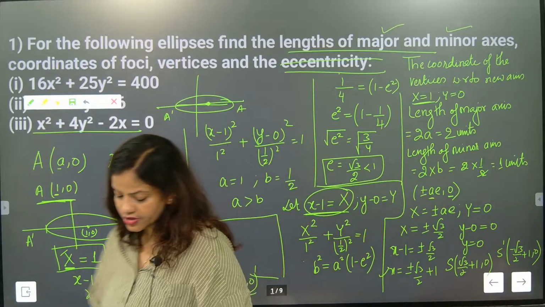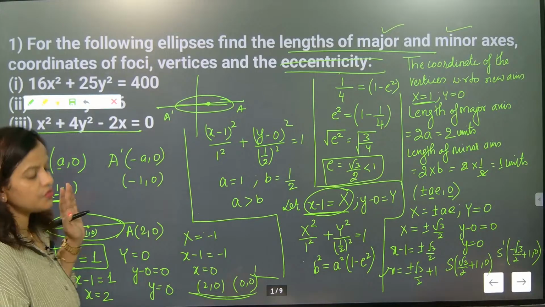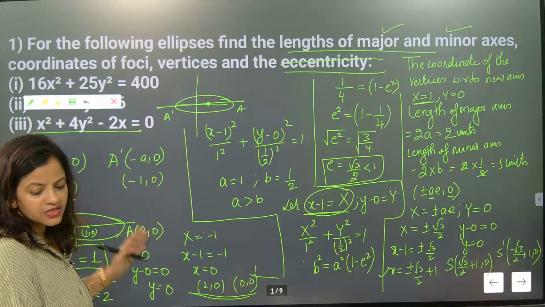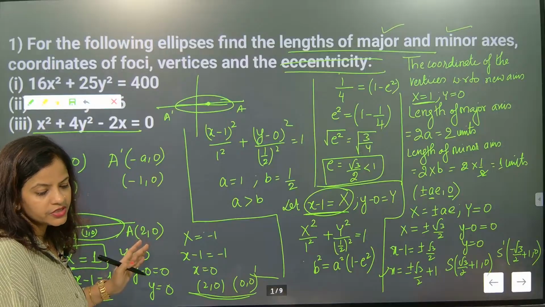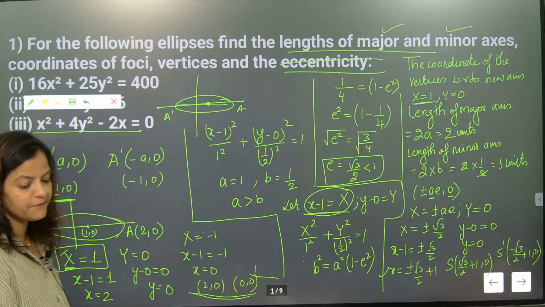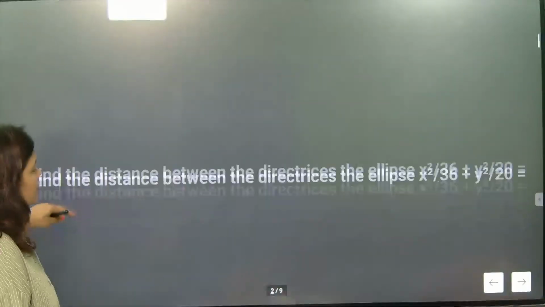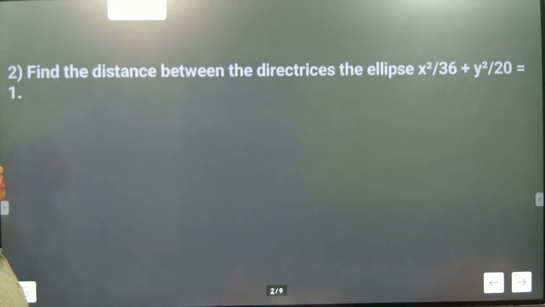I hope everybody understood. Shall we go for the next one, beta? So these 3 questions we have solved. This is the basic standard question. Now we will be going for the second section. Are you ready for the next question, beta? So now solve this question.